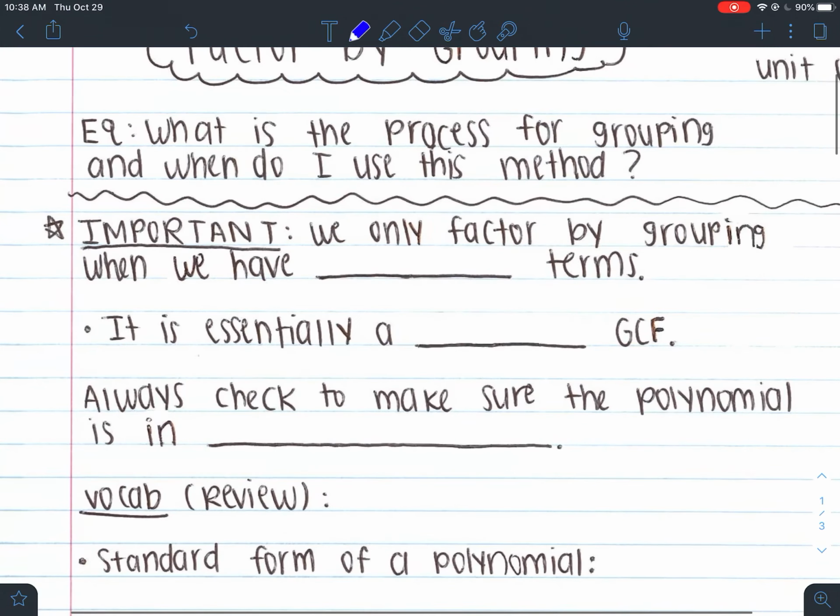So it is super important that you only use this method, only factor by grouping, when we have 4 terms. Okay, you can't factor by grouping with 2 terms. You can't factor by grouping with 6 terms. You can only factor by grouping with 4 terms. So if you have 4 terms, you can factor by grouping.